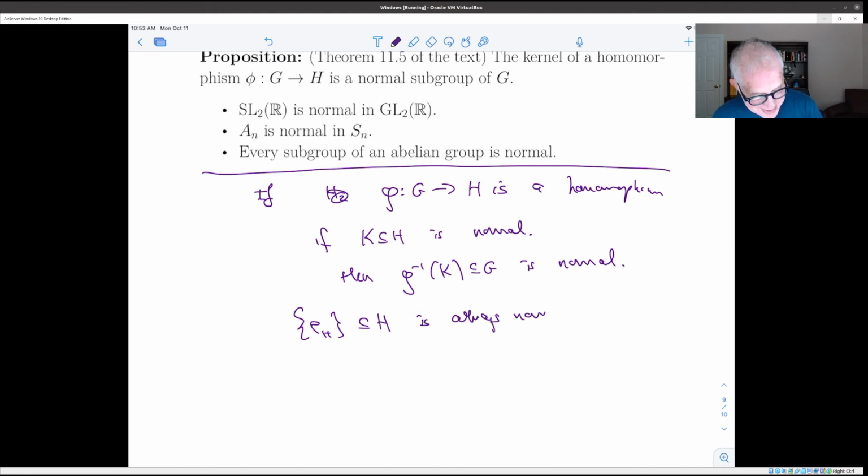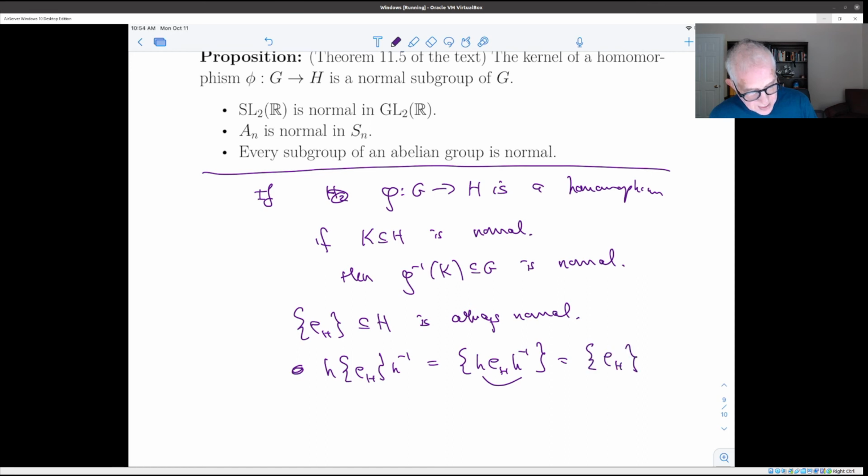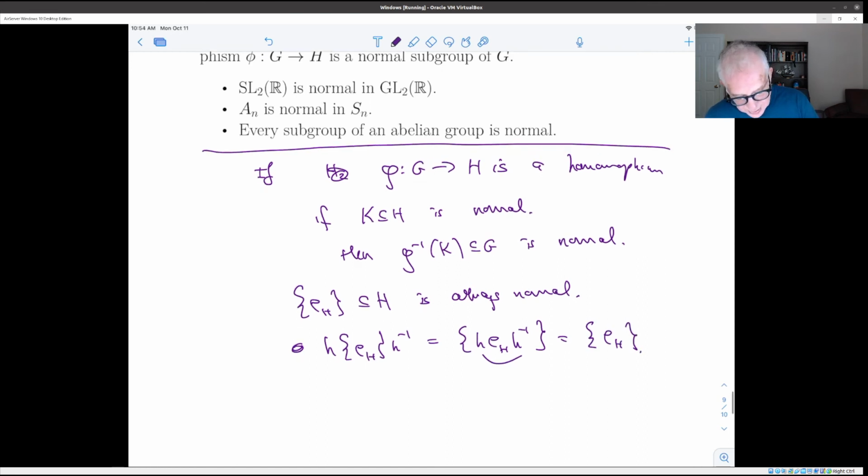And the reason is, I mean, it's kind of silly, but if you take h e h inverse, you're just looking at the element h e h inverse, but the identity element commutes with everything. So the h's cancel. And so in particular, it's the case that phi inverse of the identity element in H is always a normal subgroup.